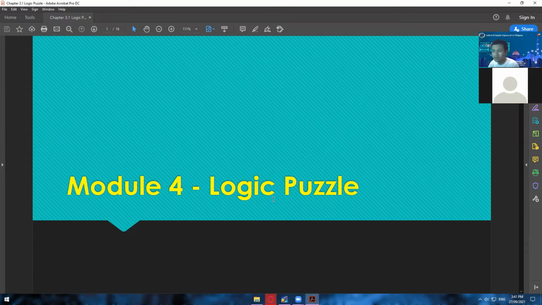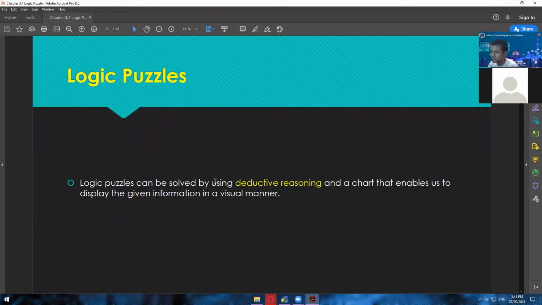Anyway, let's now start with the logic puzzle. When we say logic puzzle, there are actually hundreds of different types of logic puzzles, but we will only talk about one logical puzzle. The other one is still a puzzle, but it's not under a logic or a logical puzzle anymore. So it's a different kind of puzzle. Let's start with the definition of logic puzzles.